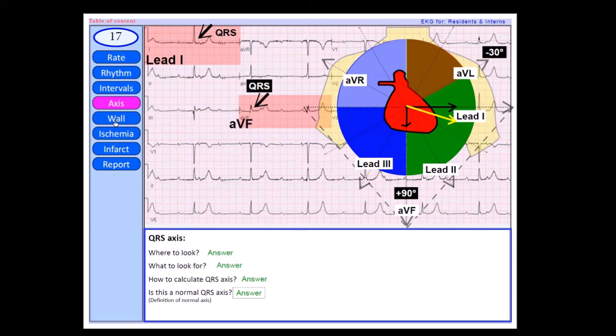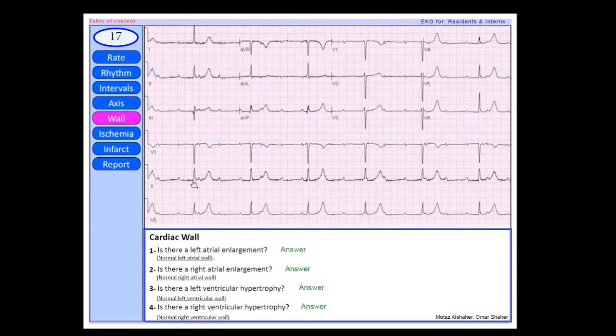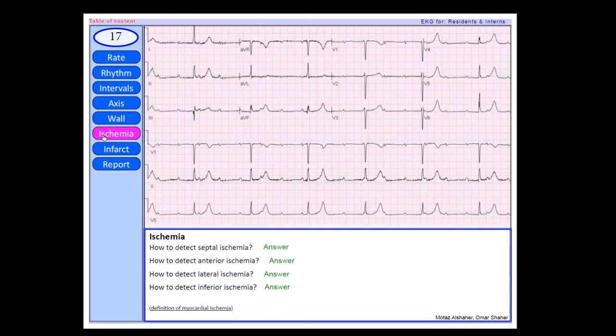Next, we evaluate the cardiac walls: atrial enlargement, ventricular hypertrophy, left and right, and there are no signs of abnormalities here. Next, we move to the ischemia. Also, we cover the septal, the anterior, the lateral and inferior. And there are no signs of ischemia.